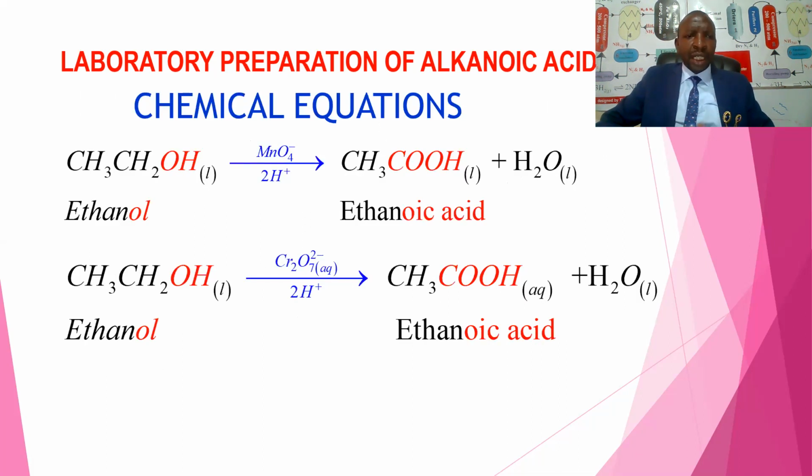Now, let's look at the chemical equations. This is ethanol. We are using manganate 7, and this hydrogen means it is acidified, and we get ethanoic acid plus water. The reaction mechanism is not needed here, but just know that when you add an acidified oxidizing agent, ethanol changes to ethanoic acid. The ethanol has only one oxygen atom, but this one has 2 oxygen atoms, meaning that oxygen has been added. That is oxidation. Also, hydrogen has been removed.